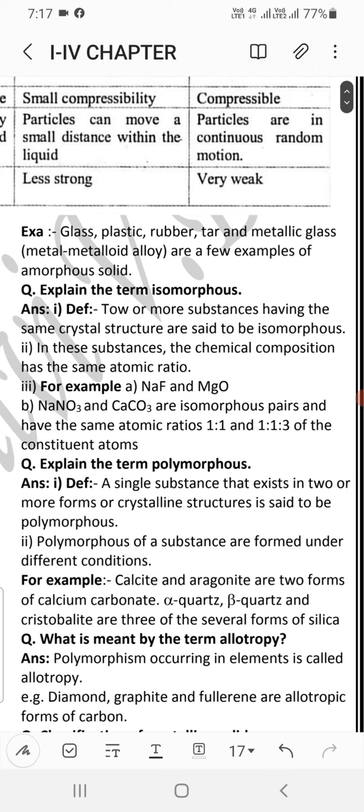What is polymorphous? A single substance that exists in two or more forms of crystalline structure is said to be polymorphous. For example, the 2 forms of calcium carbonate are calcite and aragonite, and the 3 forms of silica are alpha quartz, beta quartz and cristobalite.